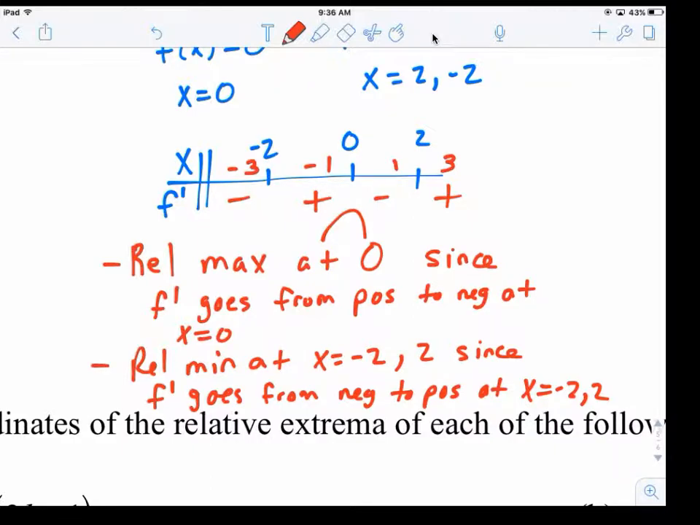You don't have to all the time. If it just says find relative extrema, they're most likely just asking for the x value. So yeah, they're looking for both the x and the y.